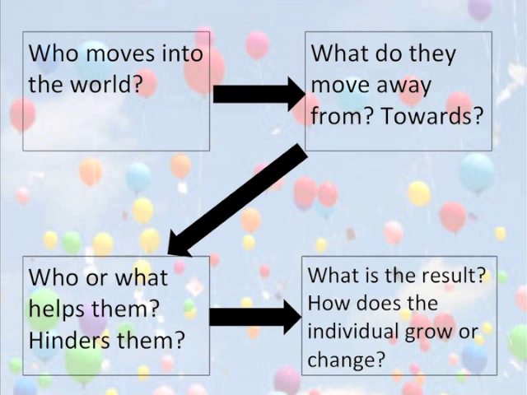So this is a kind of flowchart of what we're looking at. So we're looking at who moves, who does the moving into the world, what are they moving towards, and what are they moving away from, because you have to have one to have the other. Who or what helps them or hinders them? So that's where we're looking at the mentors, the catalysts, the role models, and then also the barriers. And then what's the result?